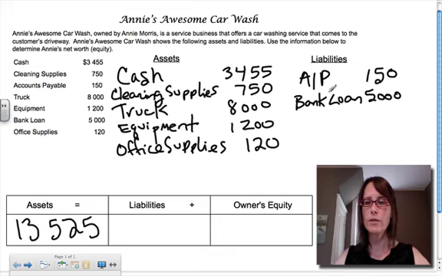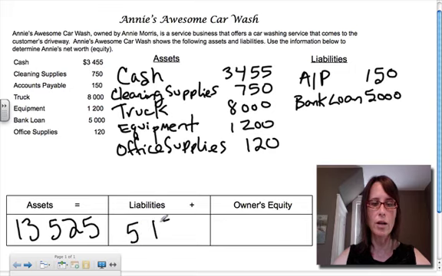Let's go over to the liabilities. We have two debts, accounts payable and bank loan. The total value is $5,150. So if we know total assets and we know total liabilities, we can figure out owner's equity.